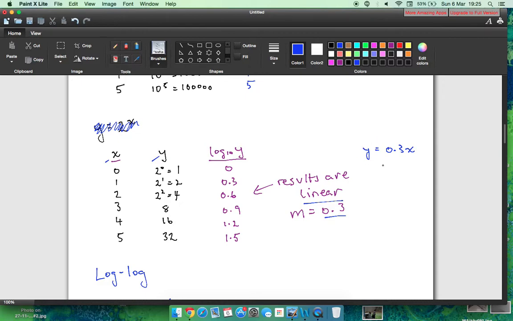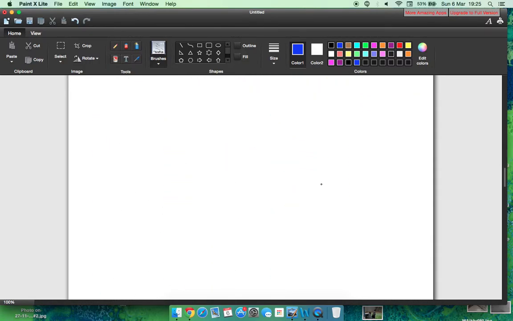To make this mean something in the context of the original data set, we need to convert it back to an exponential model. So to do that, we need to let y equal log of y. That's because we originally converted y to log base 10 of y. So now we need to reflect that in our equation. So I'm just going to take this back down here. So we have y equals 0.3x.